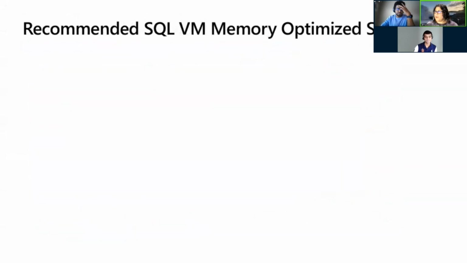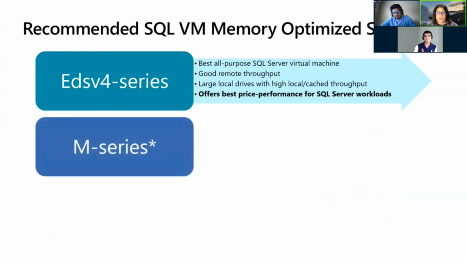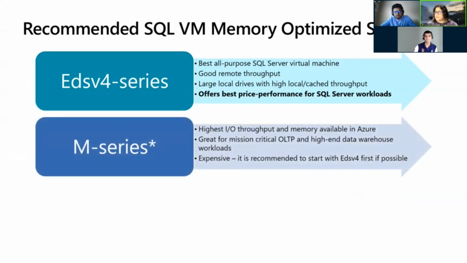Okay, so to summarize that sizing bit, the EDSV4 is currently available. This is the best price performance for most of your SQL Server workloads. So if you're deploying SQL VMs right now, I would encourage you to look at that series first. Then we have the M series VMs. These are a little bit more expensive, but they are great for big data warehouses. They've got lots of memory and a decent amount of IO throughput. They're just a little pricier. So look at these if you have a more high-end OLTP workload or big data warehouses.